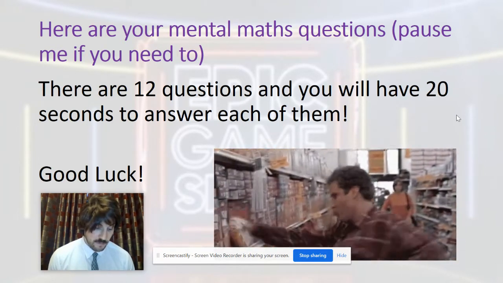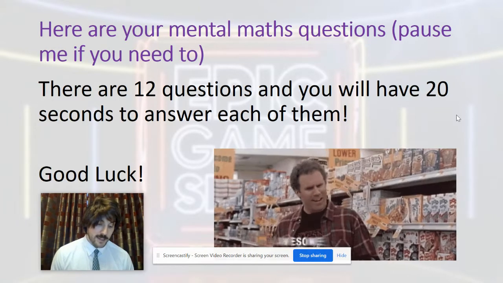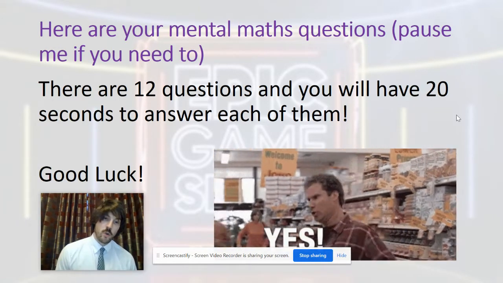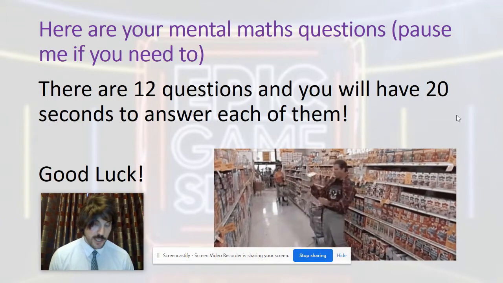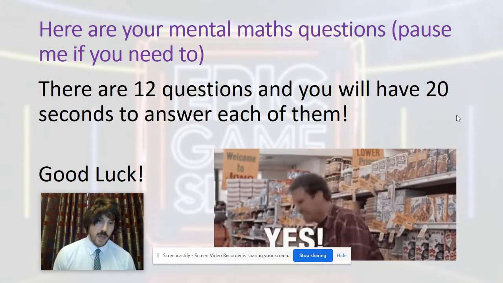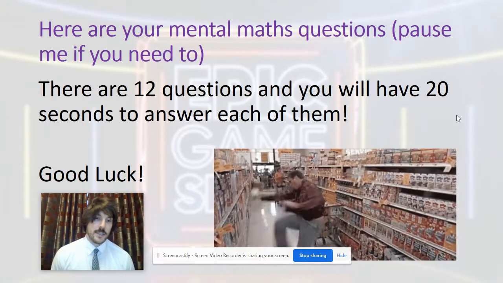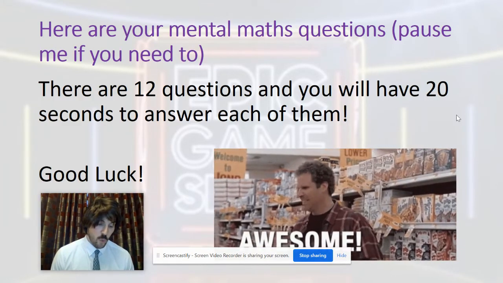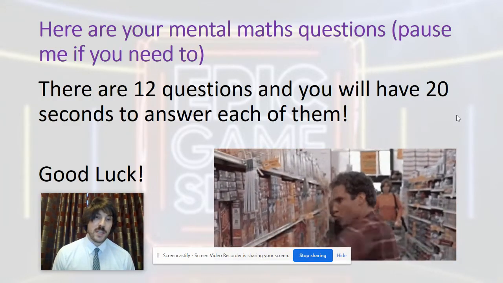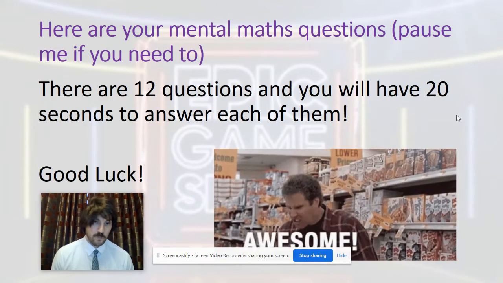Number 5. Sue had 8 sweets, but she ate 1/4 of them. How many sweets did she eat?